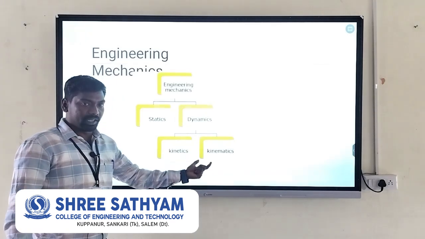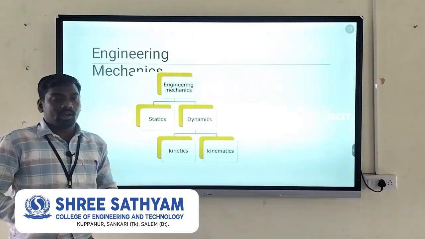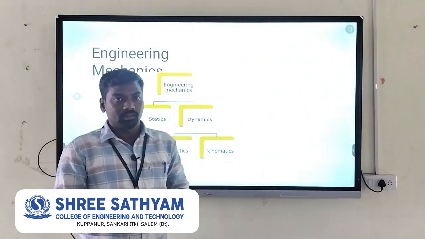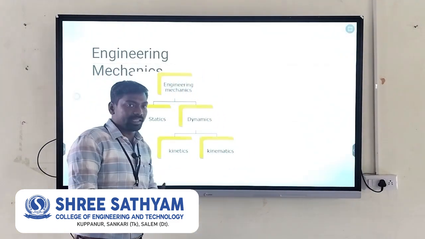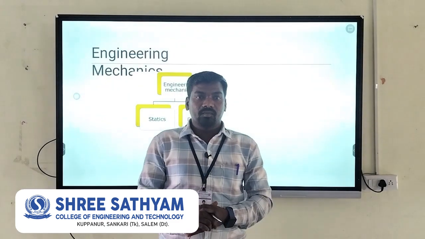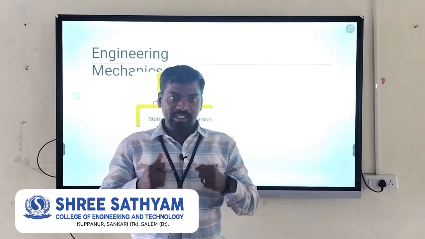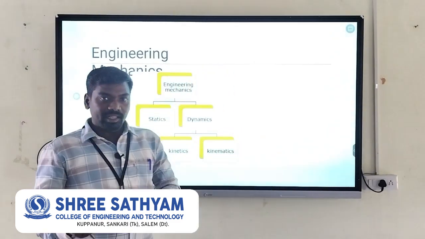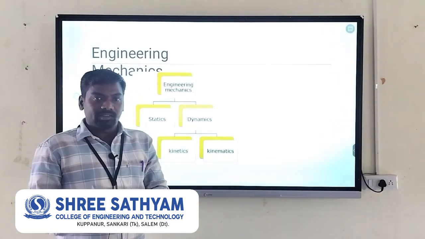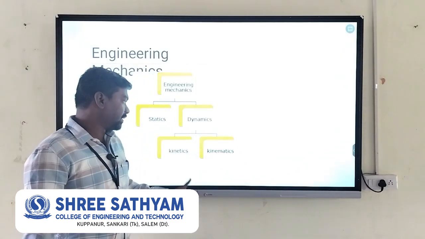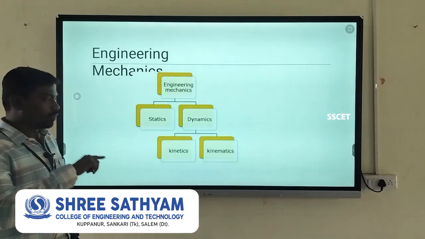What is the difference between kinetics and kinematics? Kinetics only considers the force. Kinematics considers force and direction. So if you are considering force and direction, that is called kinematics. If only considering force, that is called kinetics. So this is the difference between kinetics and kinematics. We will move to the next slide.